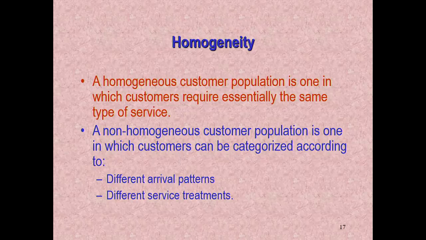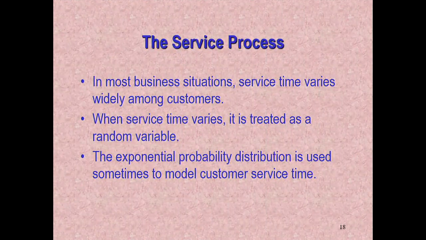Banks, they actually try to, if you're doing a simple transaction, you can do that with the teller. If you want to talk about your life insurance and your family goals and your retirement planning, well, then we're going to ship you to that other queue because it's not a homogeneous type of service that the teller can do. So we're going to shift you out. So homogeneity is something. And in many business situations, the service process differs, and we're going to talk about that.